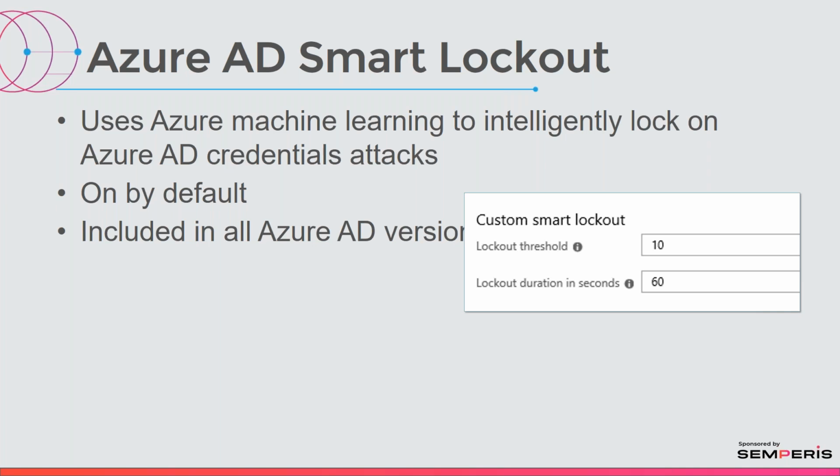after 1. And if the account locks keep happening, the lockout duration will increase with every failed attempt. It's turned on by default. It's included in all Azure AD versions. You don't have to do anything about it. It's just there for you. If you should feel some need to adjust it, and frankly, I wouldn't. They made a very clear reason to do that. I would leave it.